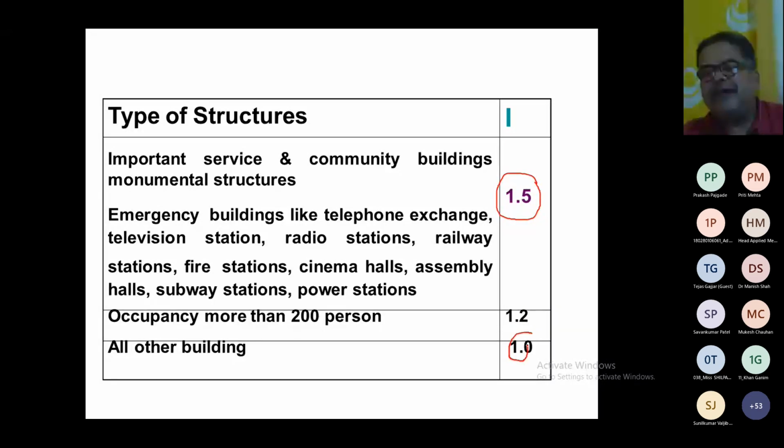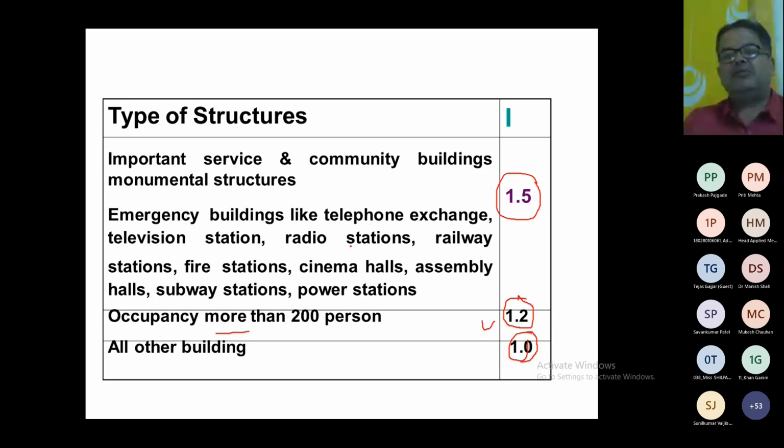Now, as per the old code, only these two categories were there, but in 2016 this was introduced: if the occupancy is more than 200 in a building, it may be a commercial building, it may be a residential building. Then we know that if this building collapses, a lot of casualties will happen, and therefore we are designing this building for the higher earthquake force. So a 20% increase is applied as compared to a normal building, right?